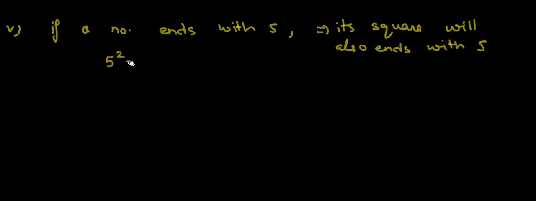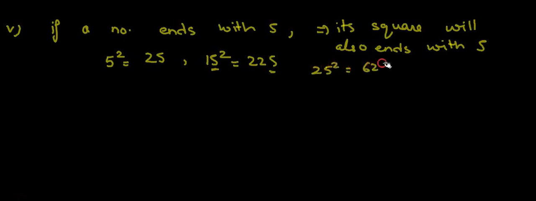Now the fifth property is that if a number ends with 5, then its square also ends with 5. For example, 5 squared is 25. Similarly, 15 squared is 225 and 25 squared is 625.